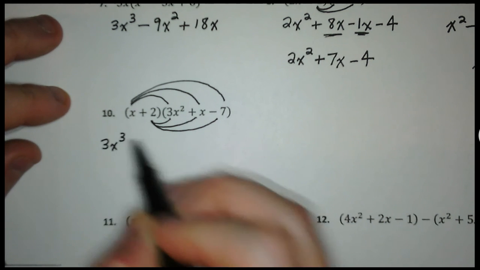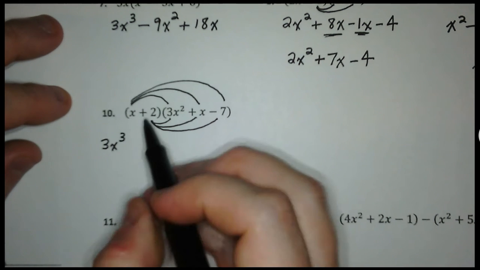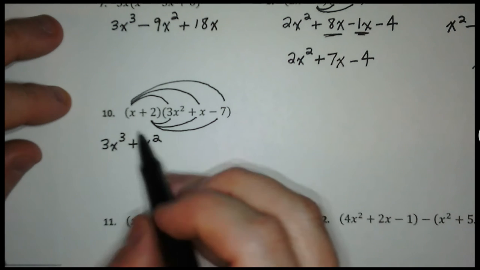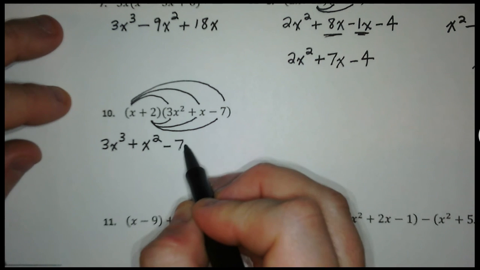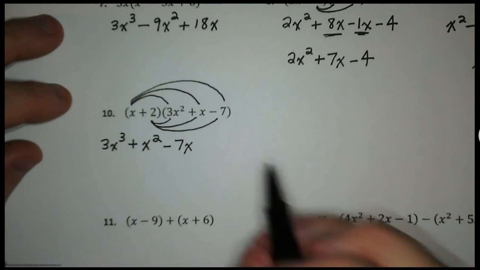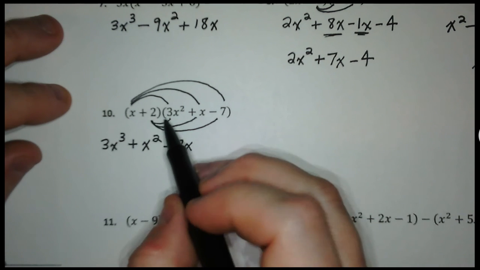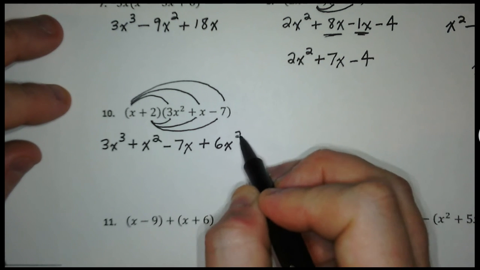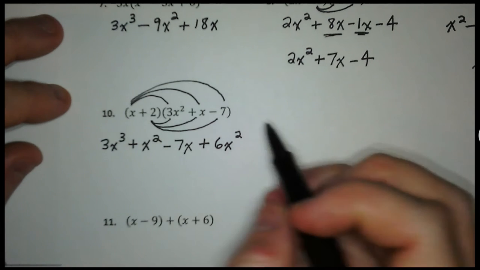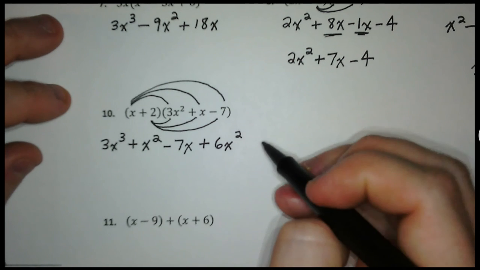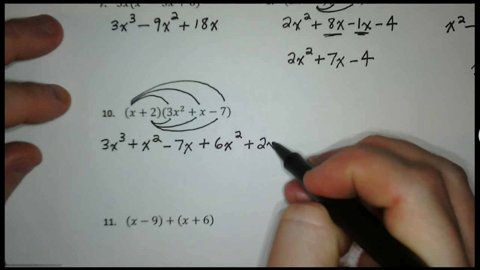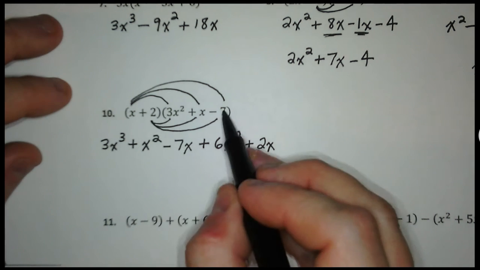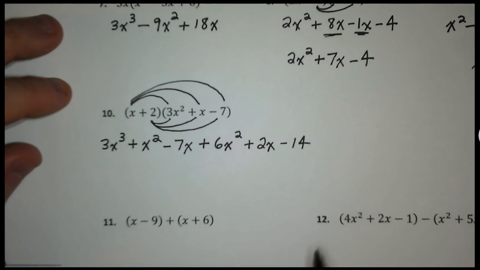So x times 3x squared. That's 3x to the third. X times +x is +x to the second. X times -7 is -7x. Now we got to distribute the 2. 2 times 3x squared is positive 6x squared, because it's just the 2 times the 3 basically. And then positive 2 times positive x is positive 2x. And then positive 2 times negative 7 is negative 14.